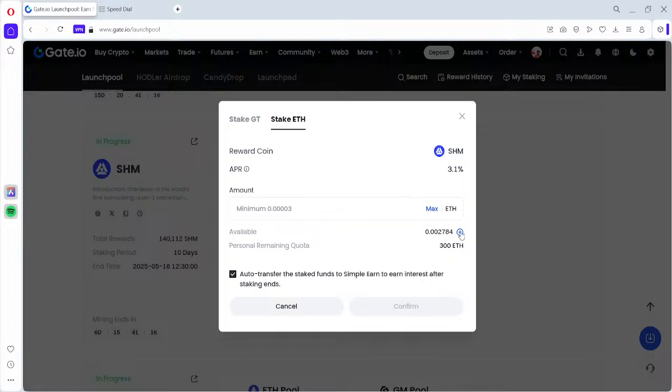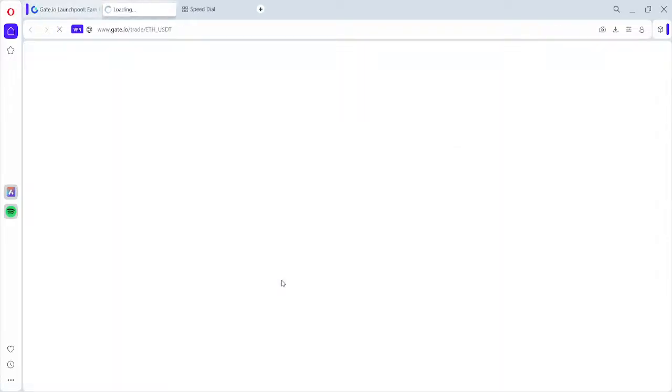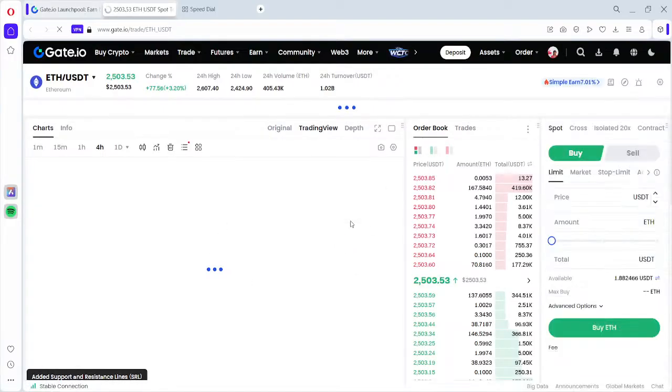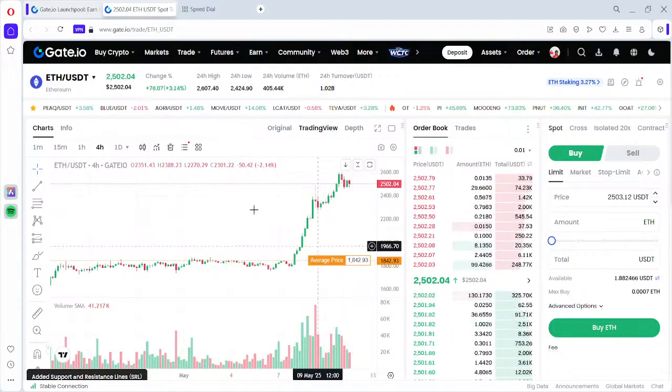Here is a plus sign, right? You can click on it. Otherwise, you can enter the trade and enter the spot trade. That is what they are redirecting to here. So I'm entering the spot trade. Ethereum is currently up 3%.